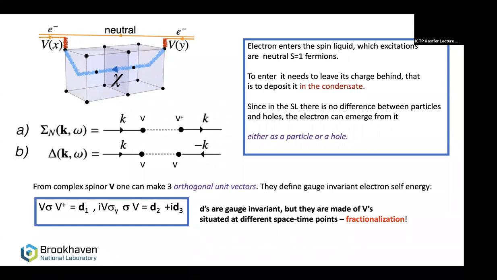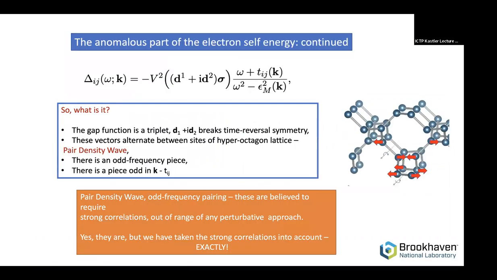iterated as far apart as you like. This is the best illustration of this order fractionalization. Again, if you don't take the fluctuations into account, the anomalous part of the electron self energy.